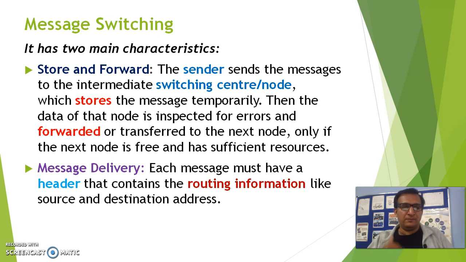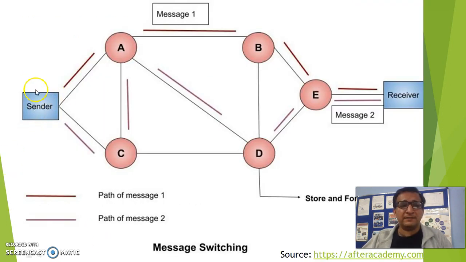Second is message delivery. Each message must have a header which contains the routing information like source and destination addresses. So here we can see a sender and a receiver. Two messages, message 1 and message 2, are going to travel from sender to receiver. They have followed two different paths. Message 1 follows A, B, E, whereas message 2 follows C, A, D, E. It's like that because it's switching center to switching center, and each message has a header, that is, the destination address.